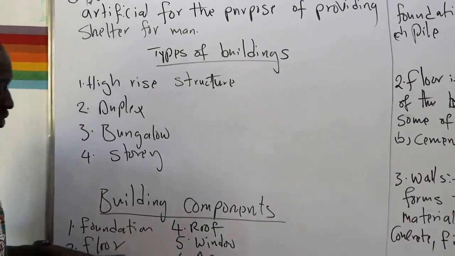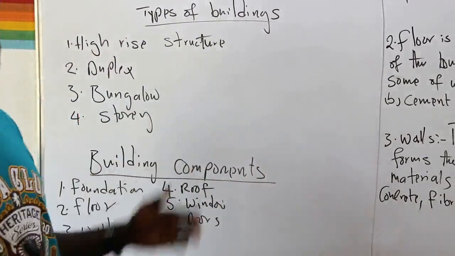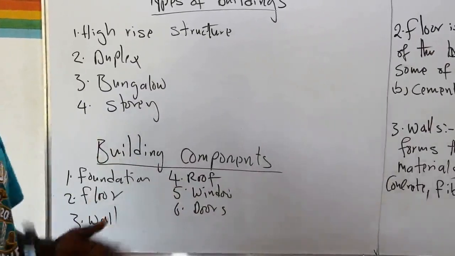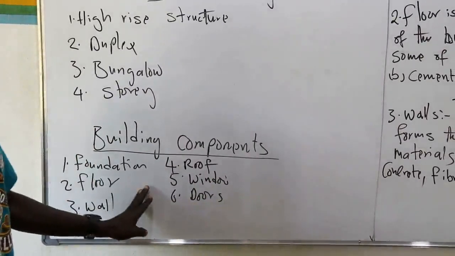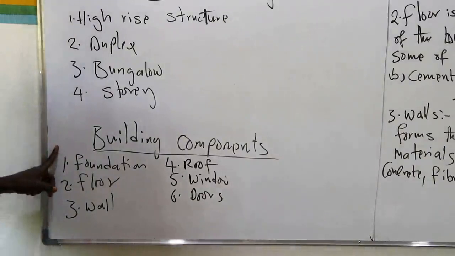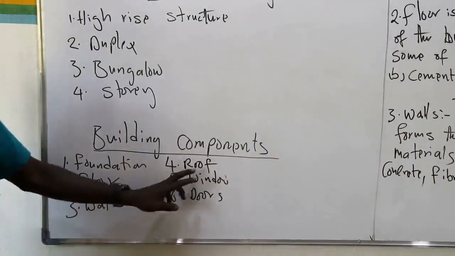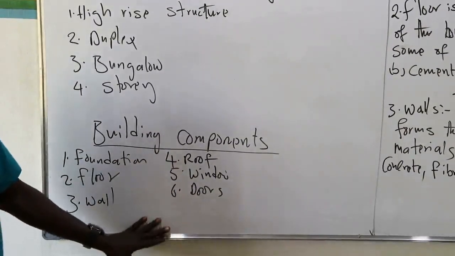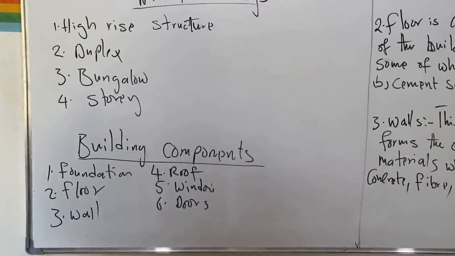Now the next one we are going to look at is the building components. In the building we have different components that make up the entire building. The first one here is the foundation. We have the foundation, the floor, the wall, the roof, the window, and the doors. These are basically the elementary building components that we are mostly conversant with.